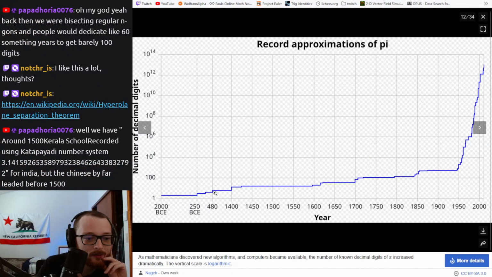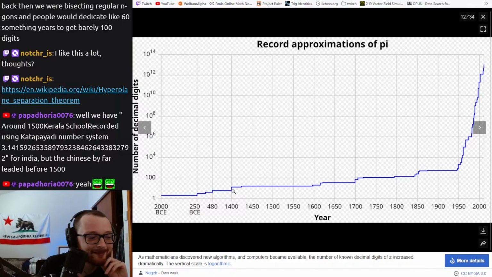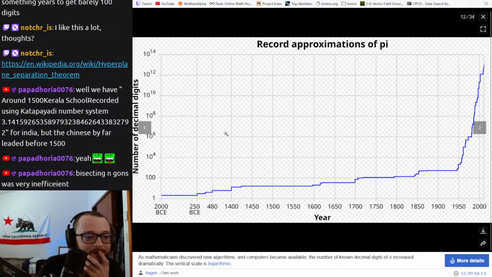Oh, look at that jump in years from 480 to 1400. This scale is all over the place. They really compressed the ancient history, which makes sense because progress was pretty incremental back then. Around 1500, the Kerala school recorded using the Katapayadi number system. Wow. Bisecting n-gons was very inefficient.